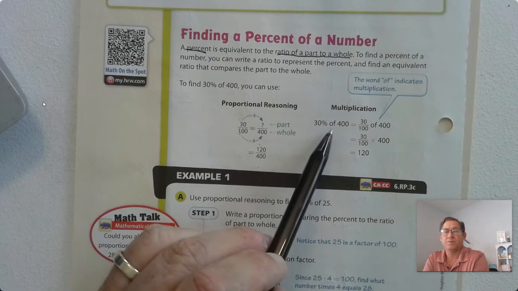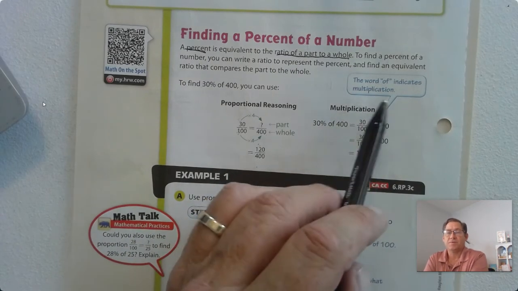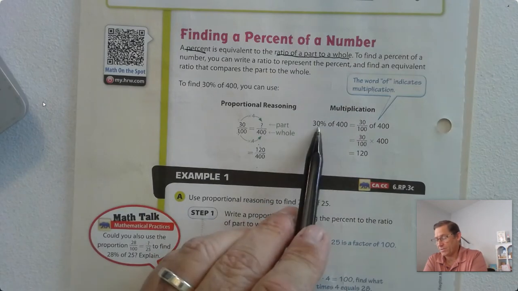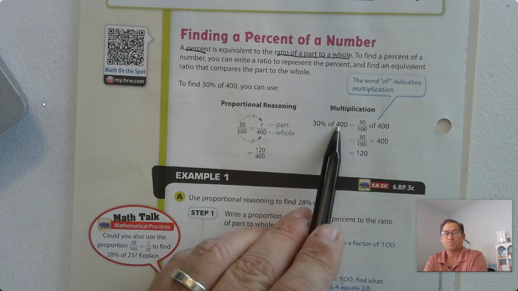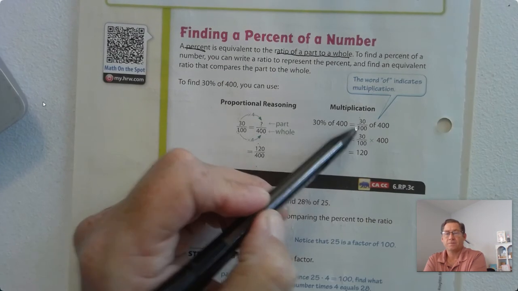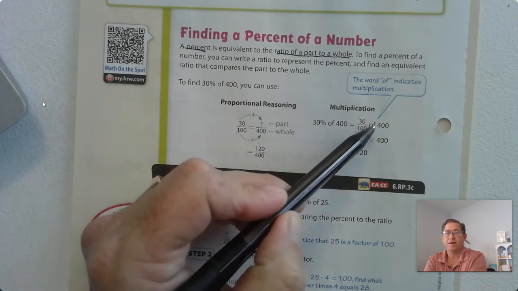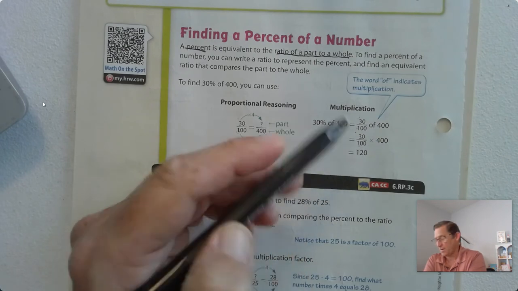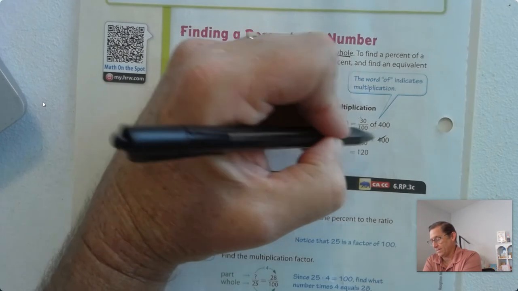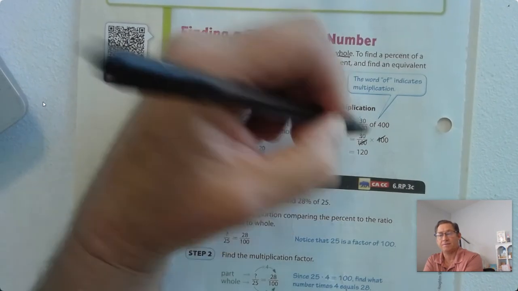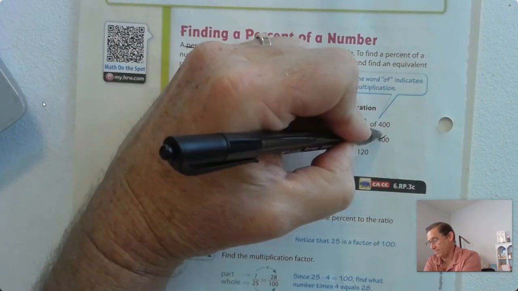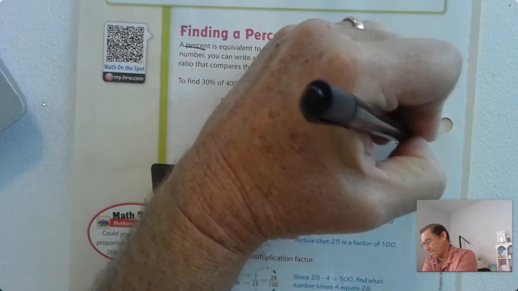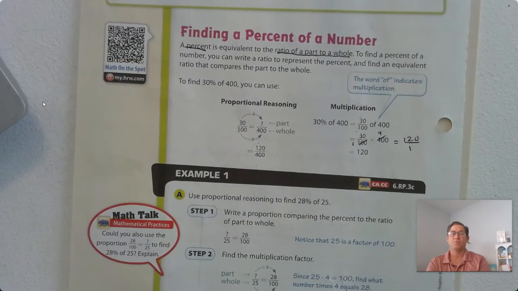We could also use multiplication. And in this type of situation, the word of indicates multiplication. So what is 30% of 400? Well, 30% means 30 over 100. Of means multiply, of 400. Well, we can simplify by dividing by the greatest common factor, 100. That leaves us 1 there and 4 there. So we'd have 120 over 1, or 120.